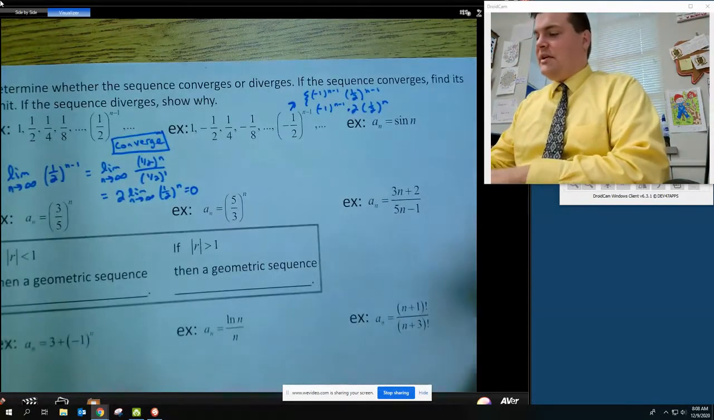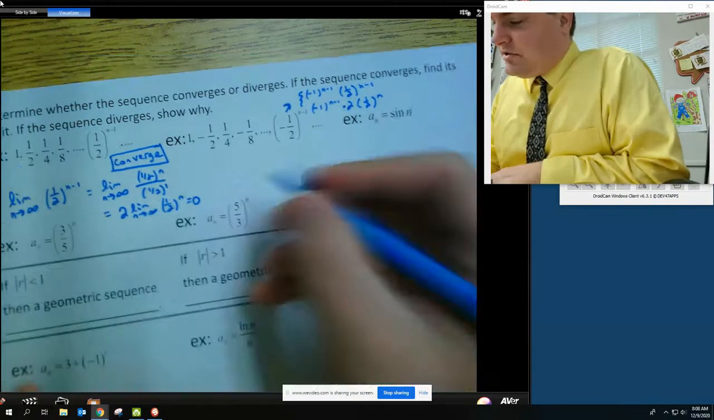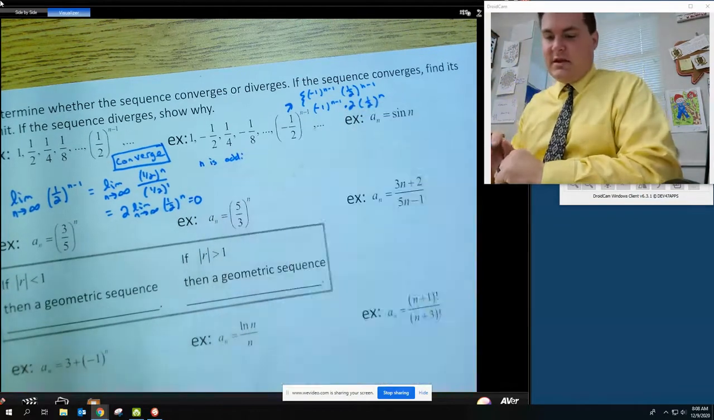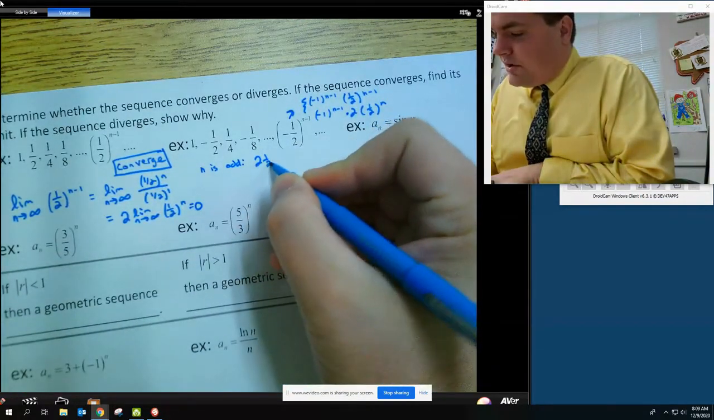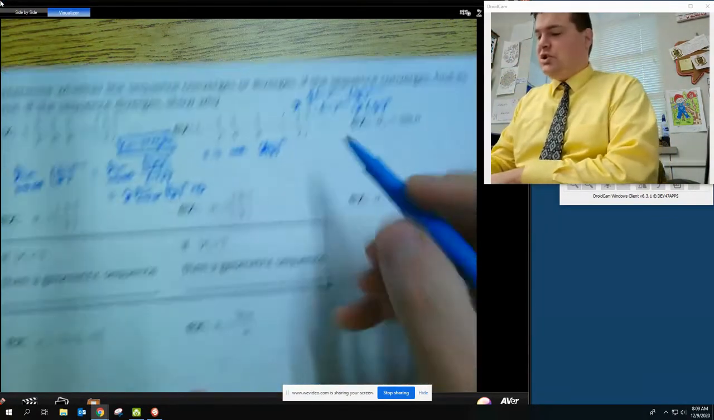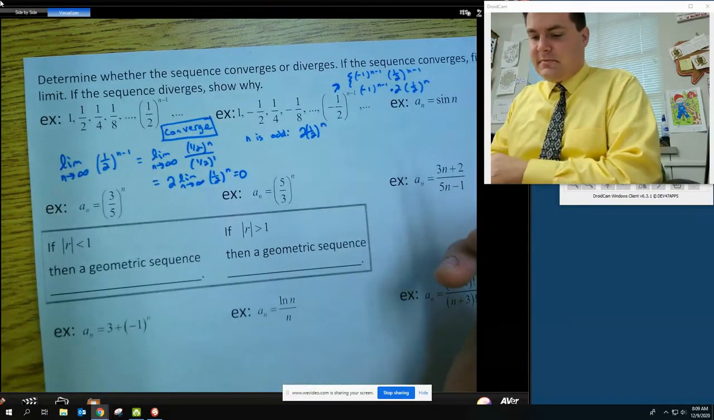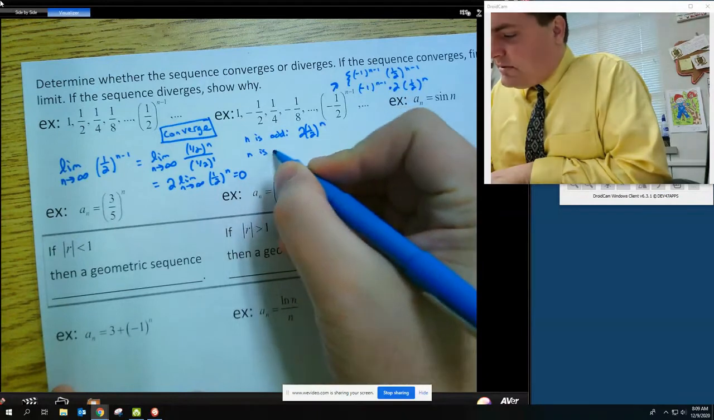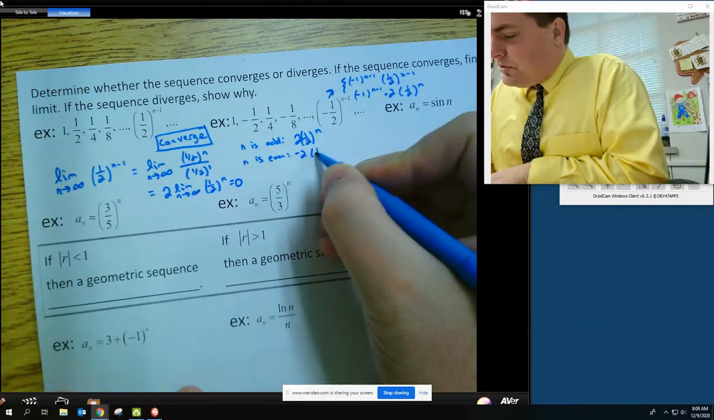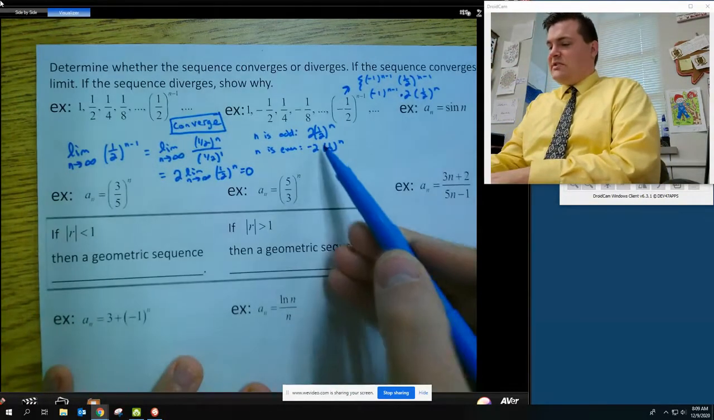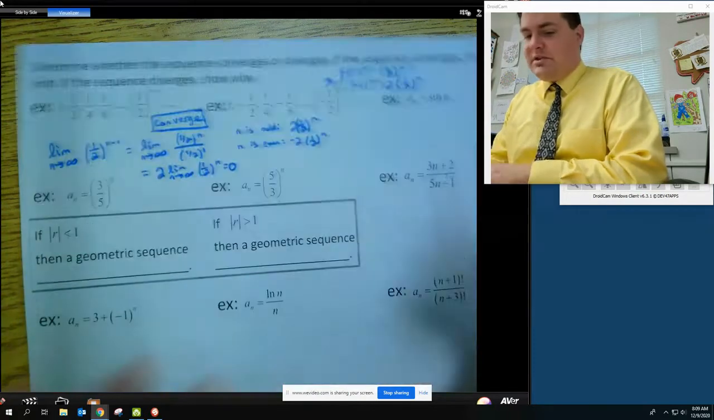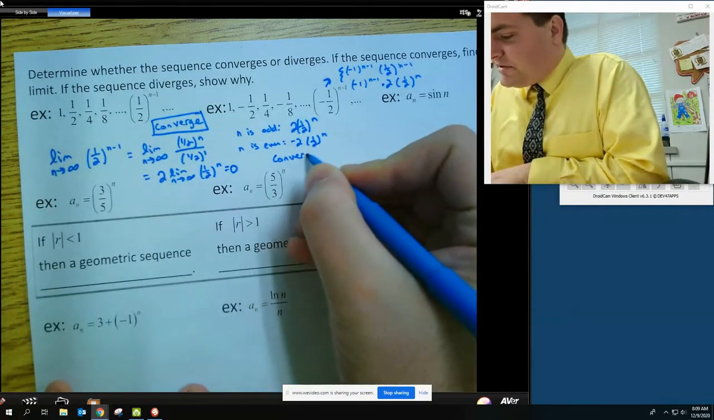What's going to happen here is we're going to get different values if n is odd or even. If n is odd, I'm going to end up with 2 times 1/2 to the n, because everything will be positive, and I just showed this work over here, so this would converge. If n is even, then I will have that negative, so I'll get negative 2 times 1/2 to the n. You'll have the same thing over here, but you'll get negative 2 times 0, which is still going to be 0. So this converges to 0 for both cases.